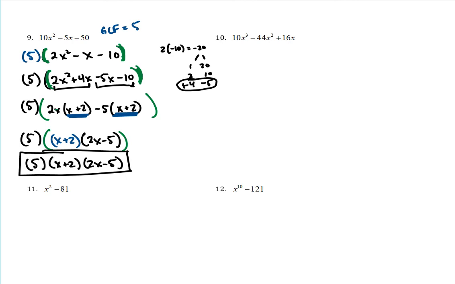Okay, so that is our answer. And again, the other way they might write this, sometimes they don't like to put the 5 in parentheses. So they might write it like this, and that's fine too. So these are the same. But again, the x plus 2 and the 2x minus 5 must be in parentheses. Okay, and if we were to check it, it would be good.